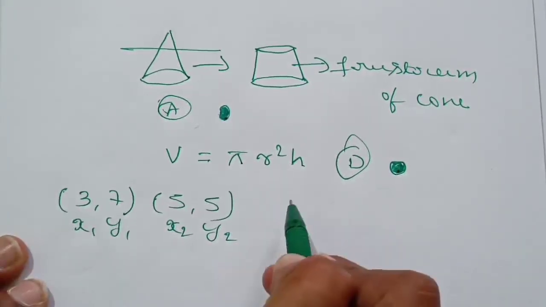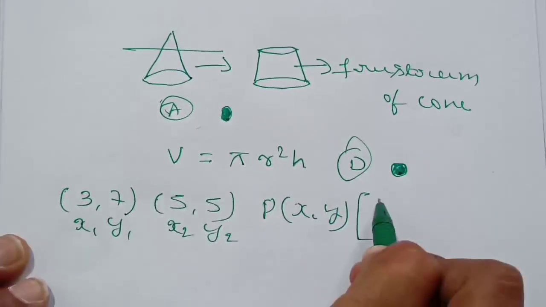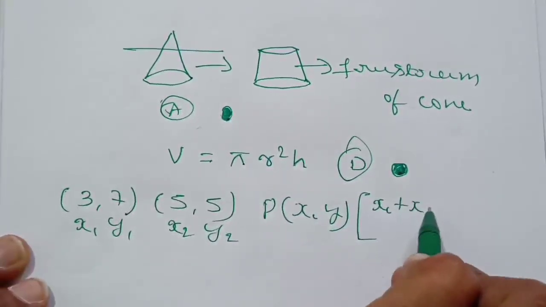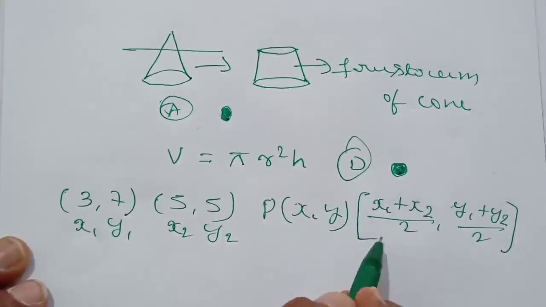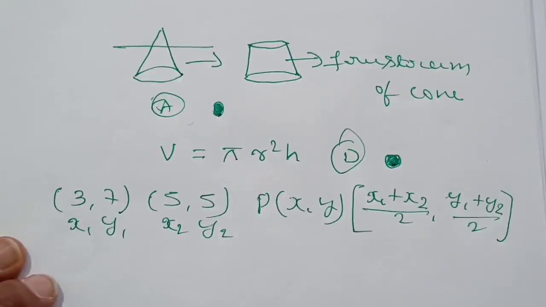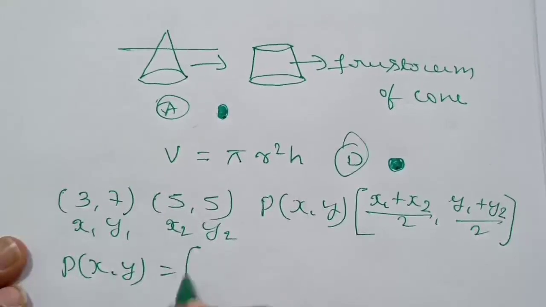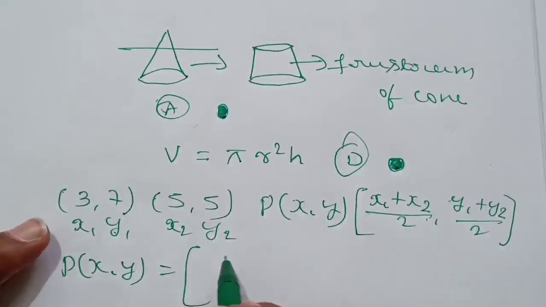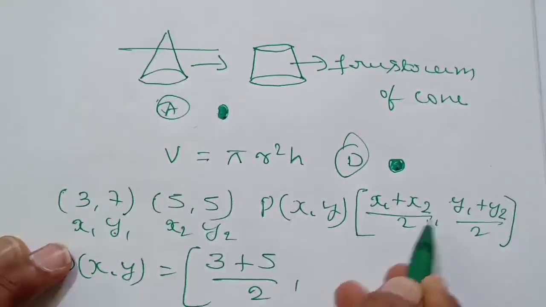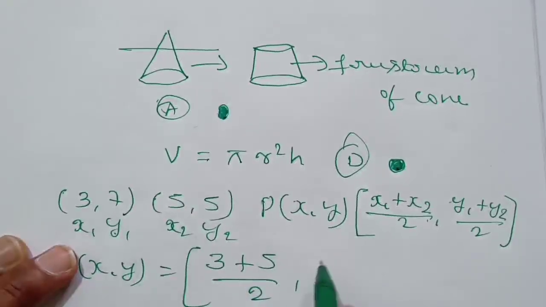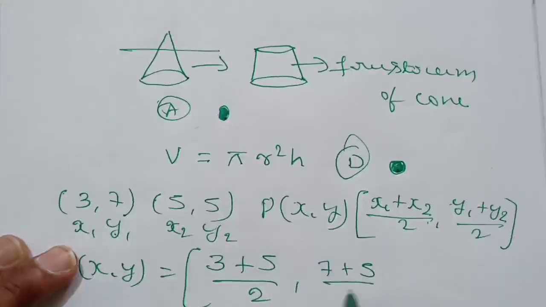Now we need to write down the formula. The formula is P(x, y) equals (x1 plus x2) by 2, (y1 plus y2) by 2. This is the formula to find the midpoint of the given coordinate points. So I'll write P(x, y) equals, applying these values in this formula, x1 is 3 plus x2 is 5 divided by 2, y1 is 7 plus y2 is 5 divided by 2.